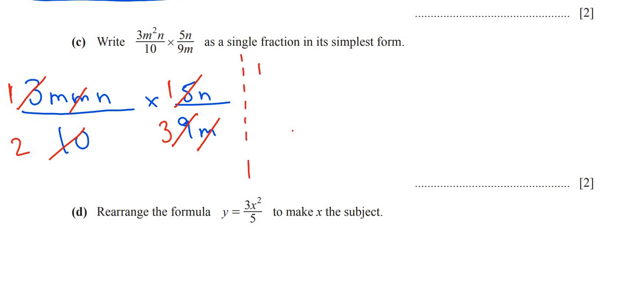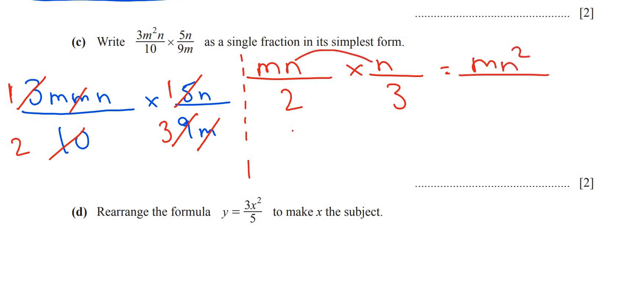Only m and n. mn upon 2 multiplied by n upon 3. So this becomes m, n multiplied by n is n square, upon 2 multiplied by 3 is 6.